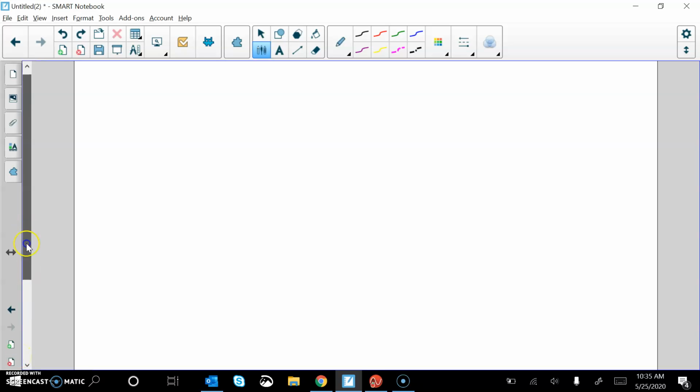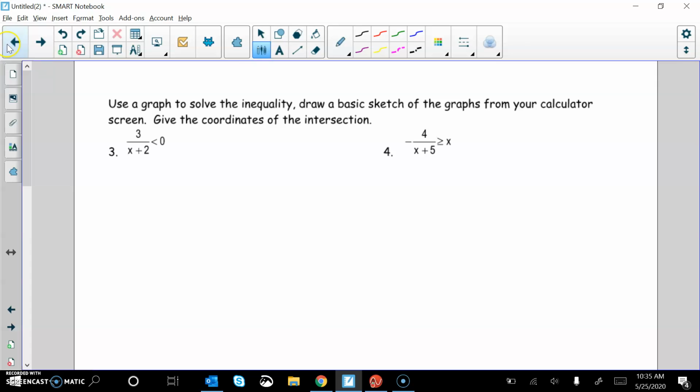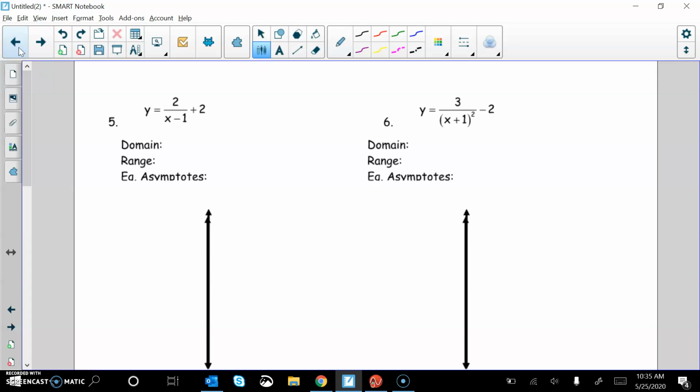All right, 5 and 6. Find them. There they are. All right, so the x-axis on these graphs here. Use this feature. Nice straight line.